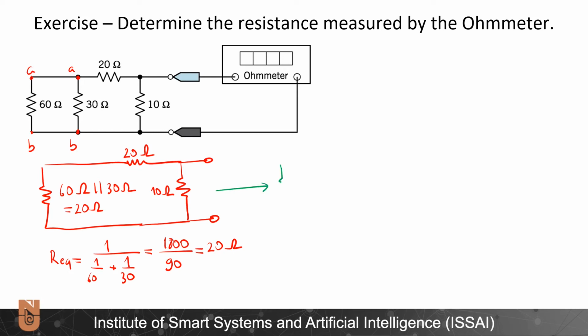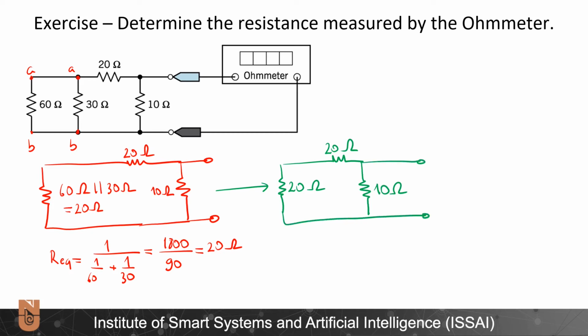My circuit becomes 20 ohms, another 20 ohms here. Here I have 10 ohms, and I measure my resistance from these ports. I observe here that this 20 ohms is in series with this other 20 ohms. Therefore, the equivalent resistance is 40 ohms. So I can write the circuit as a 40 ohm resistance and a 10 ohm resistance.